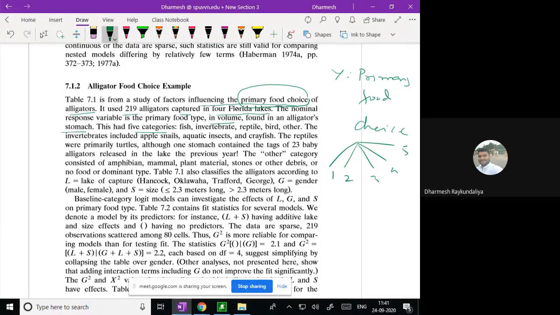What is the first category? Fish. Invertebrates, reptile, bird and other. So there are 5 categories of primary food choice. So my response has how many? 5 categories. Now the alligator selects any one of the categories. Either they take fish, or invertebrates, reptiles, birds or others. Let us say they are mutually exclusive.